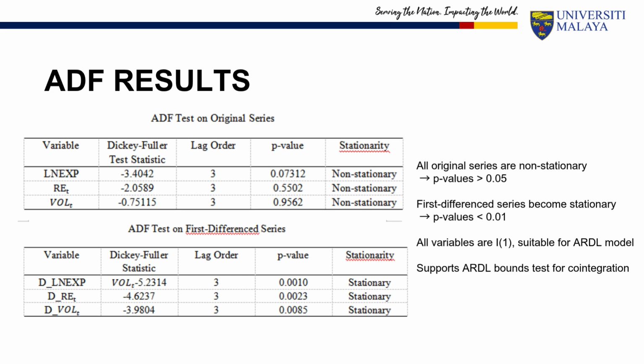So the ADF results are as follows. Table 1 shows the results for the original data. All these three variables are not stationary because the p-values are all higher than 0.05. So then we take the first differences of the data and run the ADF test again. As we can see in table 2, the p-values now are all below 0.01, which means the series are stationary after differencing. So all variables are I(1), which means they become stationary after first differences.